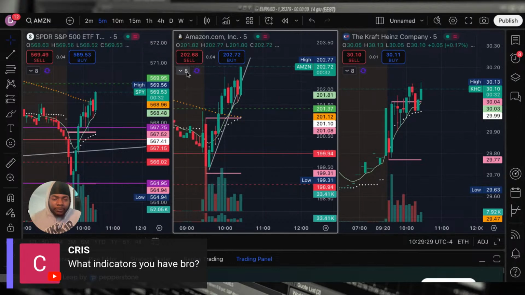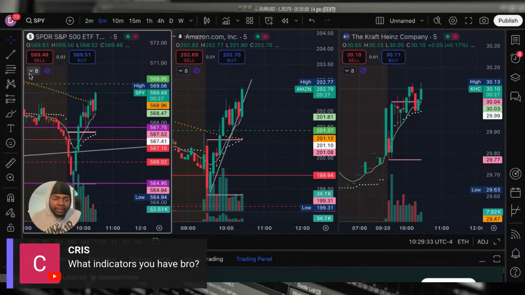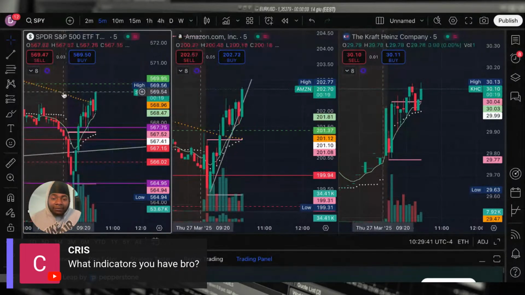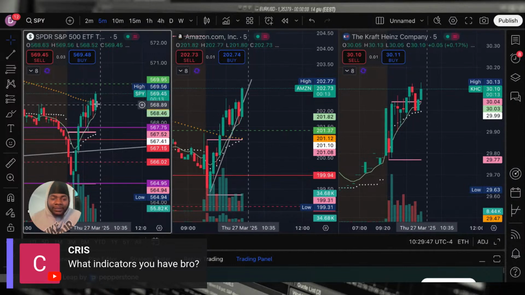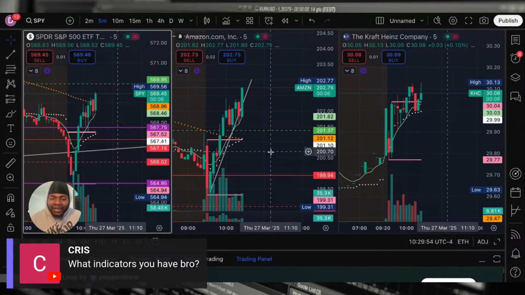But yeah, I'll explain each one of these real quick. The simple moving average 200 indicator is this right here. I actually have a video explaining all these also. I'll put the link in the comments here in a second, but I'll explain them to you real quick. Let me manage this Amazon trade because we up 15%, guys.